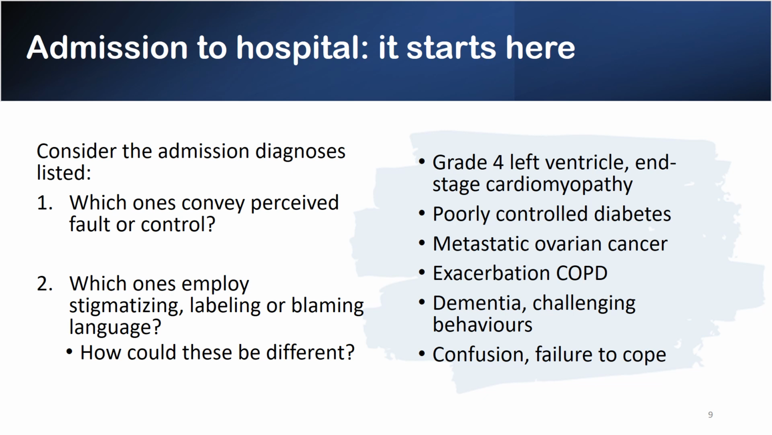The perceptions of fault and control are lower in the diagnoses grade 4 left ventricle end-stage cardiomyopathy, metastatic ovarian cancer, and exacerbation COPD. In these diagnoses, the language used is free from bias, judgment, or stigma and implies that the patient is less able to control their illness and is less at fault for their current medical situation. The stigmatizing, labeling, and blaming words poorly controlled, challenging behaviors, and failure to cope imply that the patient is at fault and hasn't done what they were meant to do. Think for a moment on how you might word those admission diagnoses differently.